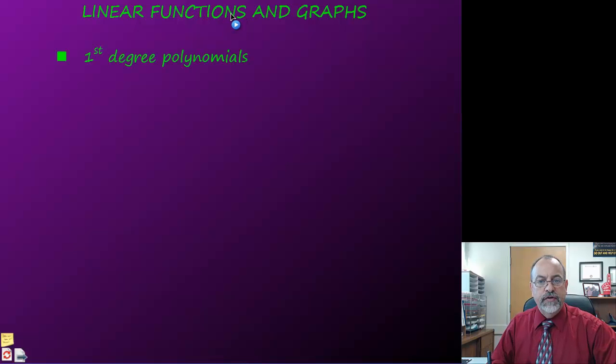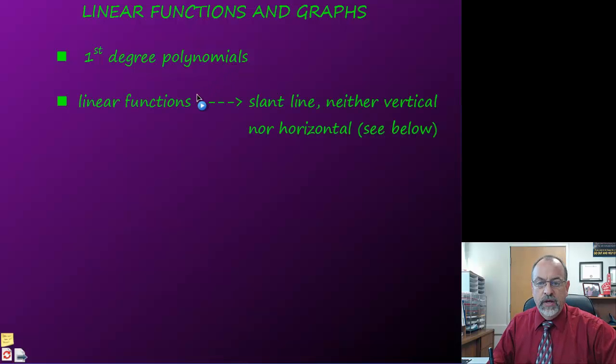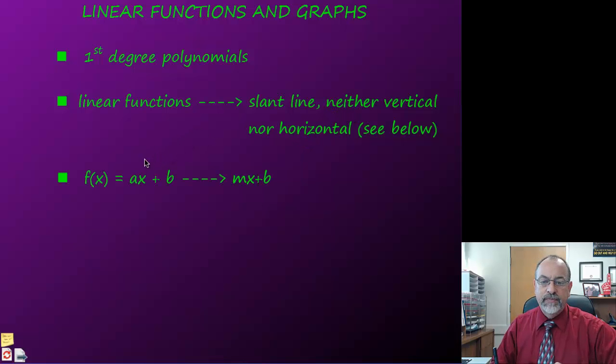So linear functions are first degree polynomials. The highest degree of the exponent, or the highest exponent of any term in the equation, is a 1. Linear functions are slanted lines. Neither vertical nor horizontals are actually polynomial functions. And let's take a look at why you think that is after we cover this.